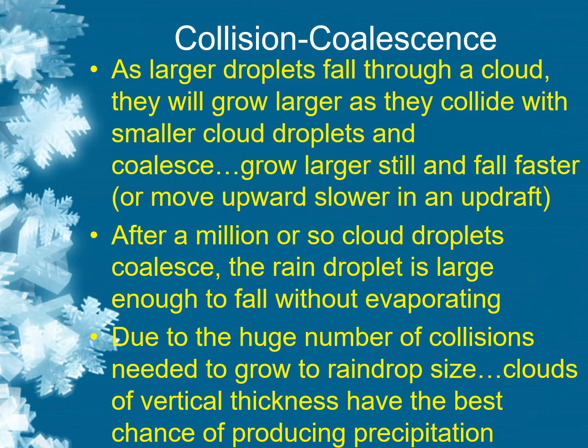How many cloud droplets does it take? Oh, a million or so. So after a million or so cloud droplets coalesce, the rain droplet is large enough to fall to the ground without evaporating. So due to the huge number of collisions needed to grow to raindrop size, clouds of great vertical thickness have the best chance of producing precipitation. Basically, your nimbostratus and cumulonimbus clouds.